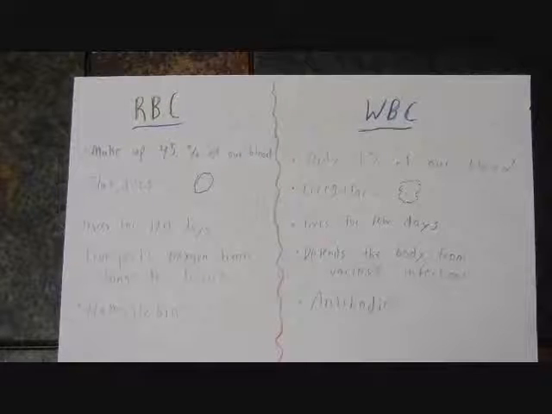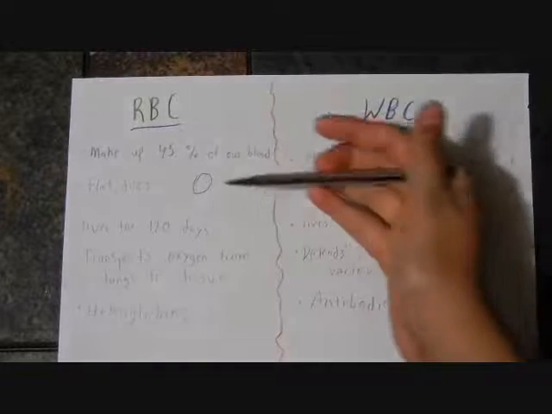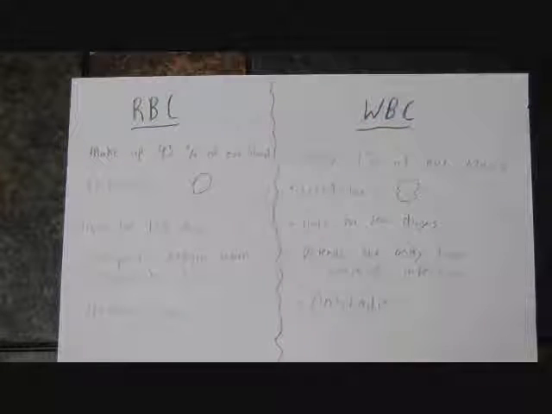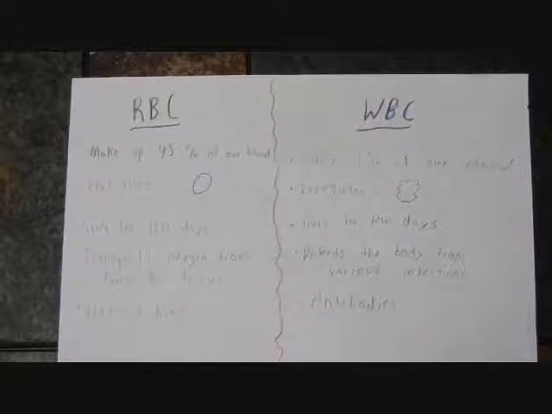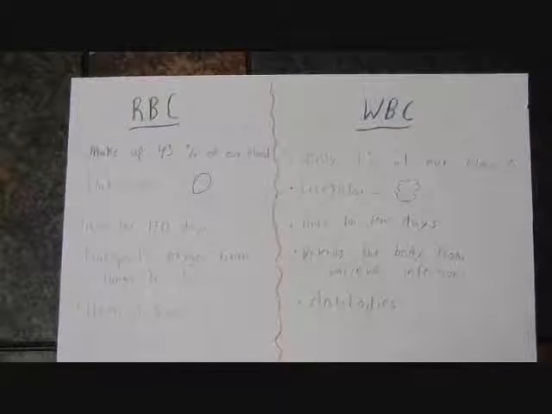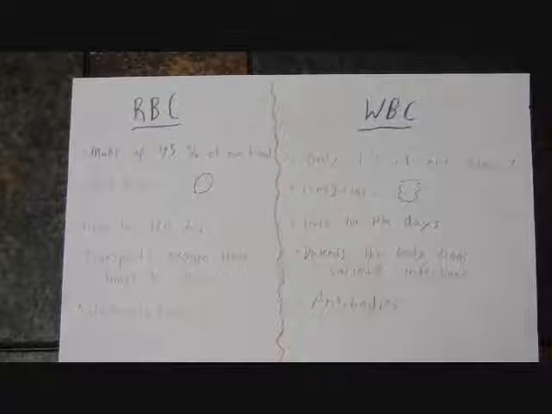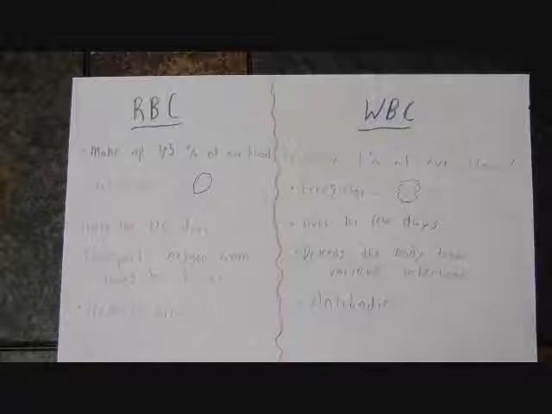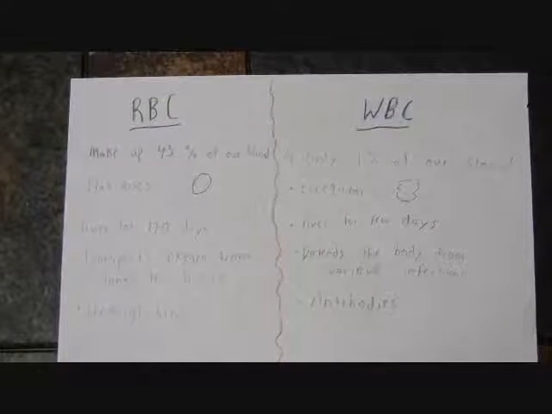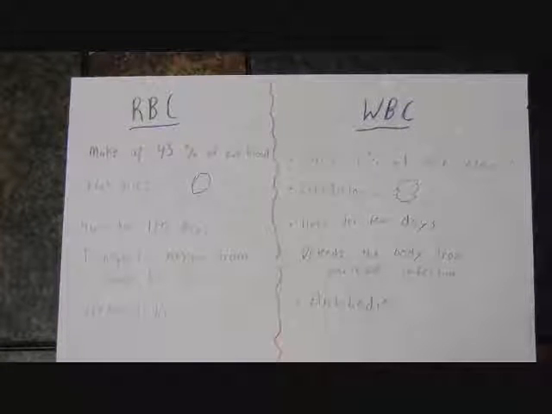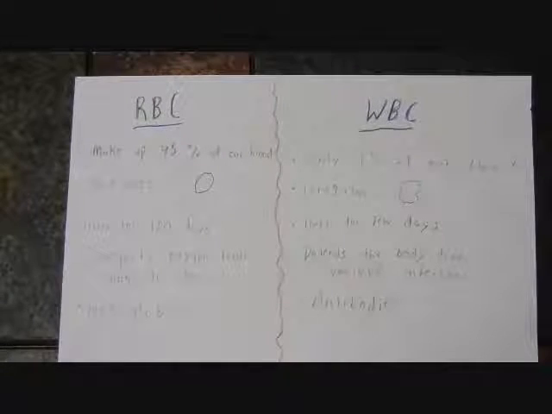Red blood cells are shaped like flat discs, kind of like this. And white blood cells are shaped in an irregular form, kind of like this. Yes, my artistic abilities are amazing. Red blood cells live for about 120 days, and white blood cells live for a few days. But if it's a healthy body, they can live up to a few years.